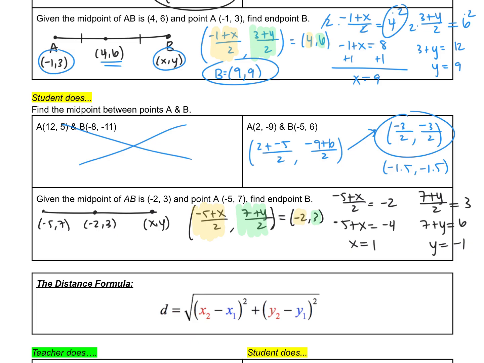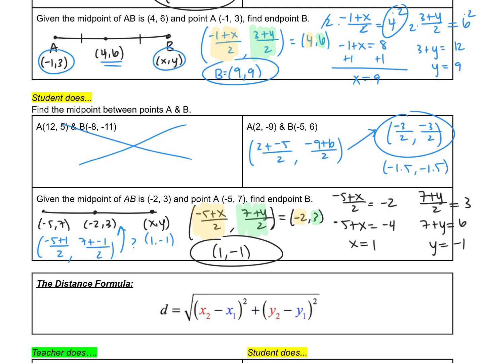Multiplied by 2. Now, we should be able to do a quick mental check on our answer. So let's do that real quick. So this is 1, -1. So if we go back and use the midpoint formula, if we take our x's and we add them and divide by 2, and we take our y's and we add them and divide by 2, do we end up with our midpoint? Well, what is -5 add 1? -4 divided by 2 gives me -2. 7 add 1, -1 is 6 divided by 2 gives me 3. So you always should be able to do that to make sure your answer works out.